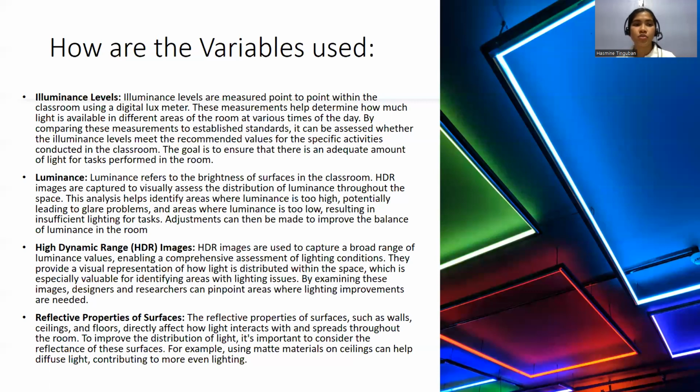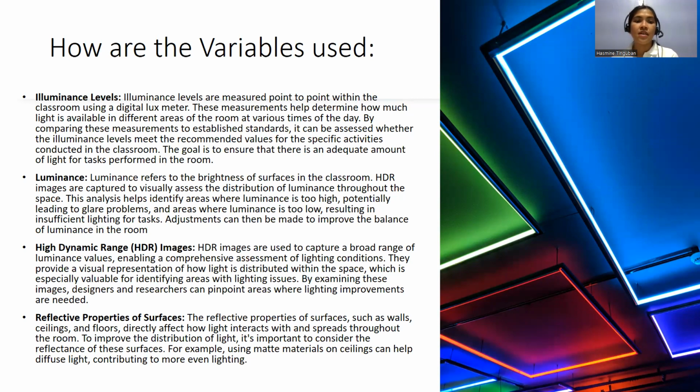How are the variables used? Illuminance levels. Illuminance levels are measured point to point within the classroom using a digital lux meter. These measurements help to determine how much light is available in different areas of the room at various times of the day. By comparing these measurements to established standards, it can be assessed whether the illuminance levels meet the recommended values for the specific activities conducted in the classroom. The goal is to ensure that there is an adequate amount of light for tasks performed in the room.